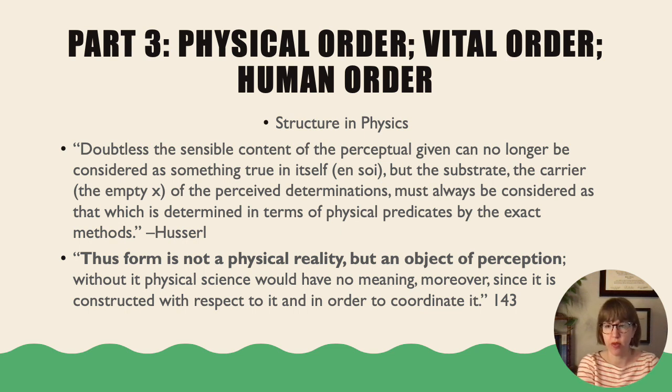And here is a quote from Husserl that he has in this part of the book. Doubtless the sensible content of the perceptual given can no longer be considered as something true in itself, but the substrate, the carrier, the empty X of the perceived determinations must always be considered as that which is determined in terms of physical predicates by the exact methods. He says, thus form is not a physical reality, but an object of perception. So that's a super, super important quote and thesis of this whole book.